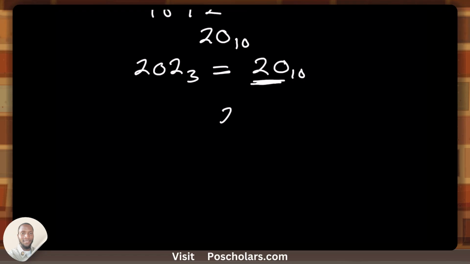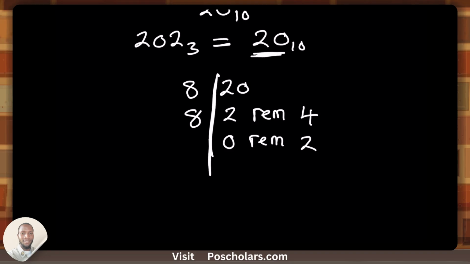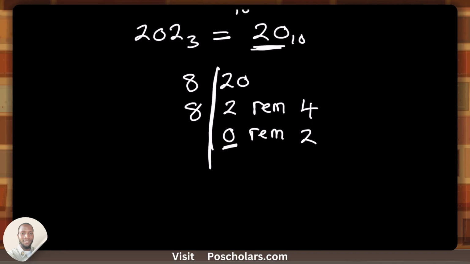So 20, you start with 8. How many 8 can you find in 20? That's 2, remainder 4. How many 8 can you find in 2? That's 0, remainder 2. You see, we stop when you get to 0. So we have converted 20 base 10 to a number in base 8. So you count from the bottom, which is 24 base 8.